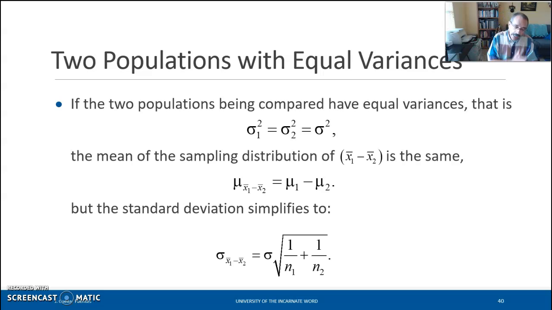Now, the case that we're dealing with right now is that the two population variances are equal. Therefore, we have a common variance sigma squared. Under that assumption, the sampling distribution of the difference of the averages will have as its mean the difference of the two population means, but the standard deviation will now be sigma times the square root of 1 over n1 plus 1 over n2. We're taking the sigma squared out as a common factor and taking it out of that square root.